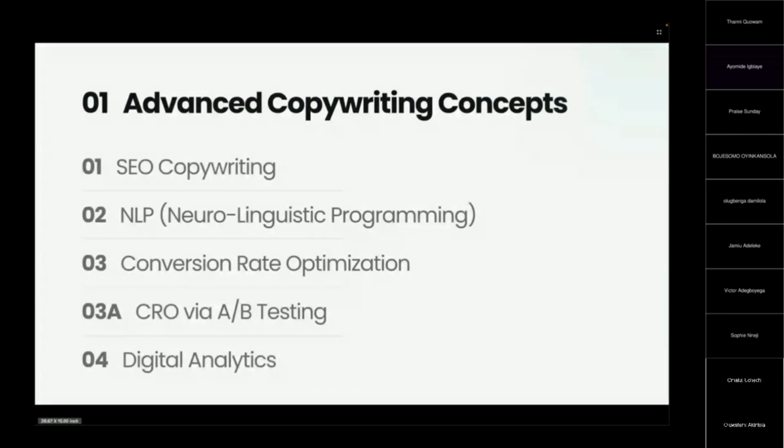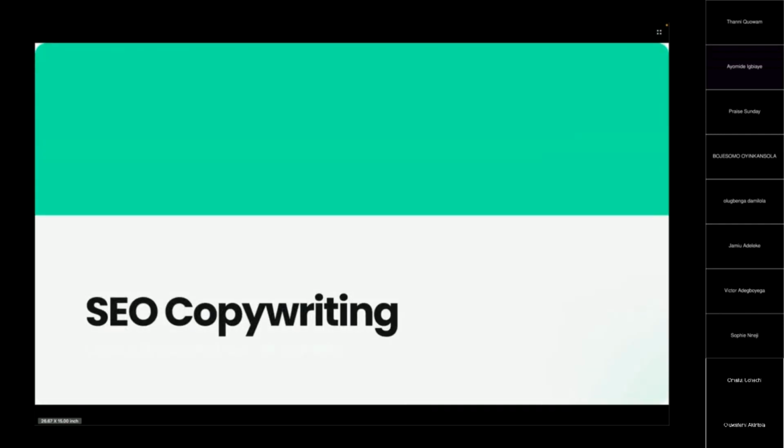We also have NLP, that is Neuro-Linguistic Programming. I'm going to go ahead to explain what that is so that we don't waste much time on that. We also have conversion rate optimization, CRO, via A/B testing. You can see that is 3A. So that's just about four concepts. And then the last one is digital analytics. So starting with SEO copywriting.